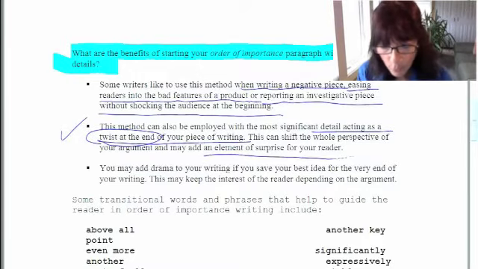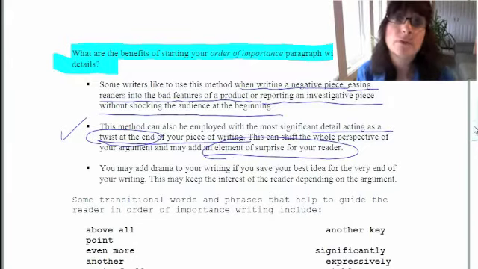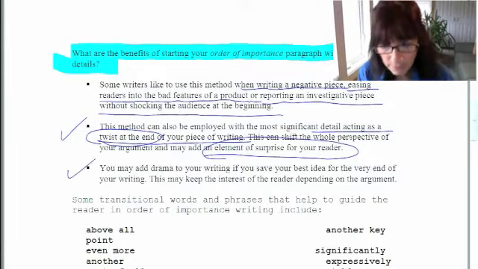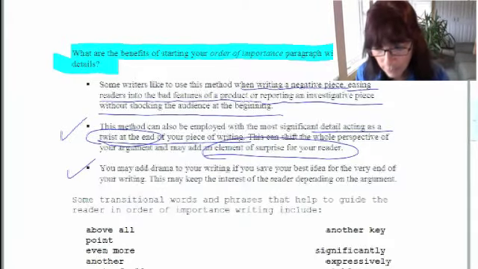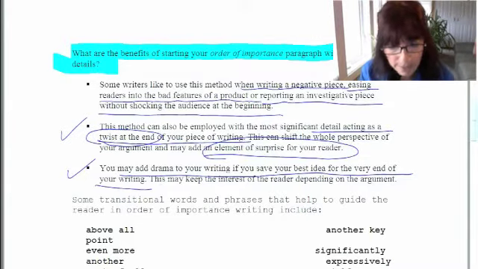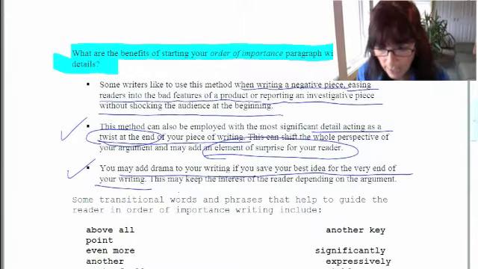So this can shift the whole perspective of your argument, and you might want to add a slight element of surprise to your reader, so you're leaving that until the end. That could be effective as well. And the last point I've included as to why you would start with the least important argument and then end with your strongest is you may want to add drama to your writing by saving your best idea to the very end of your writing.